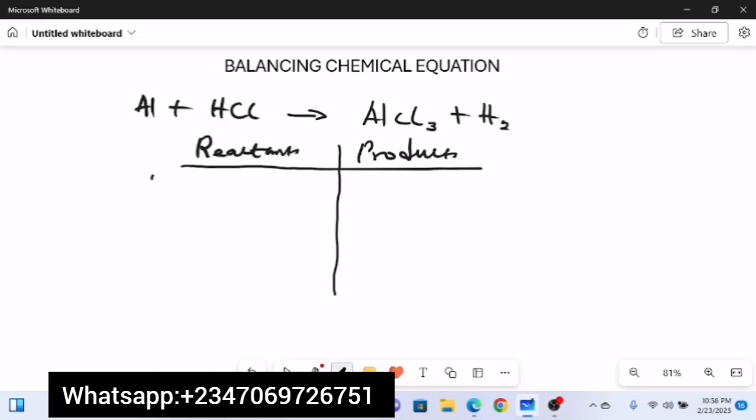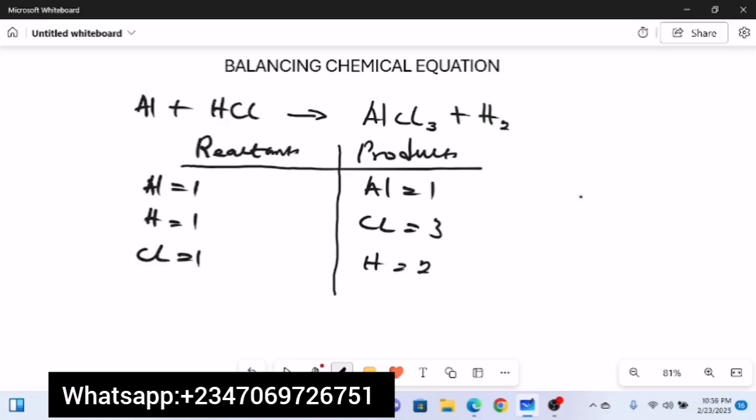I have aluminum, just 1 mole of aluminum on the reactant. I have hydrogen, also 1 mole. I have chlorine, also 1 mole of chlorine. And on the product, I have aluminum, also 1 mole. I have chlorine, now 3 moles. I have hydrogen, 2 moles.